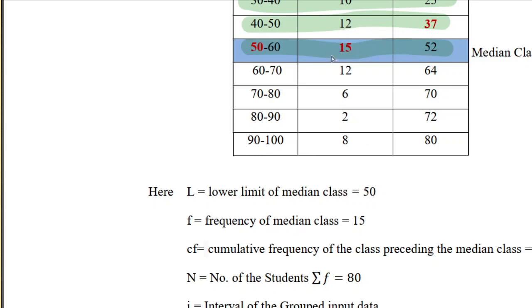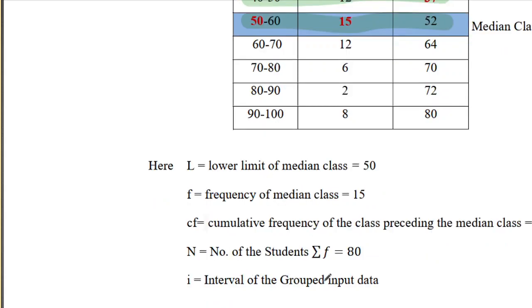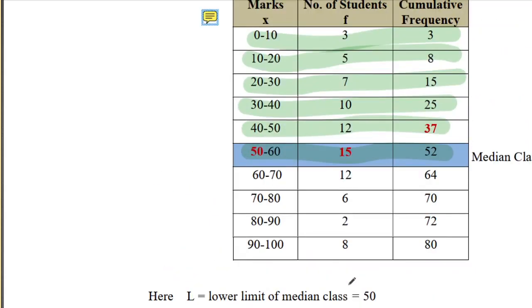What is the frequency of this median class? 15. CF, cumulative frequency of the class preceding the median class. So preceding one, that means it's 37. So n equal to number of students, sigma f equal to 80. I is the interval of group input data. So what is the group input data?